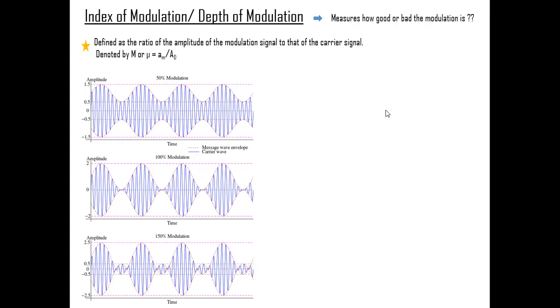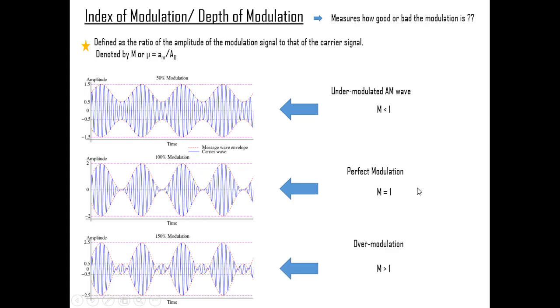It is usually denoted by the Greek alphabet mu or the uppercase M. Multiplication by 100 gives us the percentage modulation. This is an example of an undermodulated wave for which the index of modulation is 0.5 or 50%. Second in line is what we call a perfectly modulated wave with an index of 1. The last one we've seen already and is termed an over-modulated wave. Its index of modulation exceeds 1. An amplitude modulated wave like this is bound to cause distortions in the output.